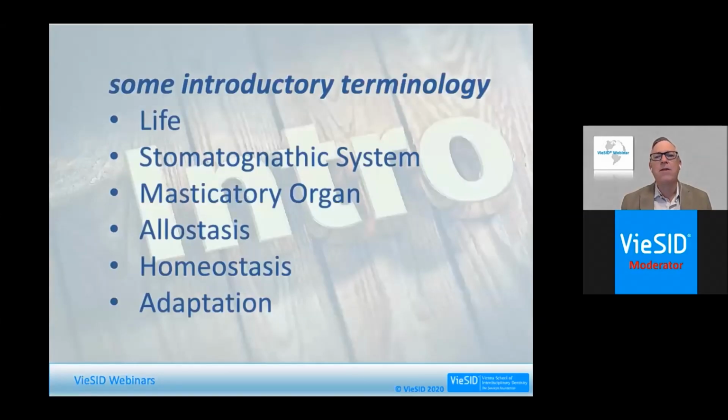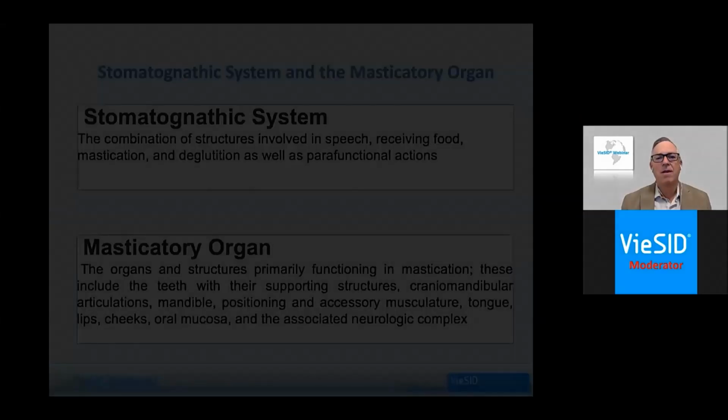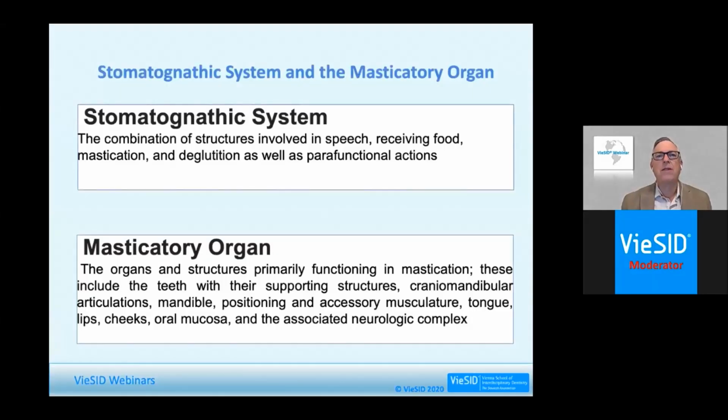We'll first look at some introductory terminology. We'll study life, stomatognathic system, masticatory organ, allostasis, homeostasis, and adaptation. Professor Slavicek named his first book, The Masticatory Organ, and he mentions in the foreword that the term leaves out many of the important functions of the system. For the purposes of this lecture, we'll use the term masticatory organ as synonymous with stomatognathic system, which is a more encompassing term discussing the variety of functions of the system.